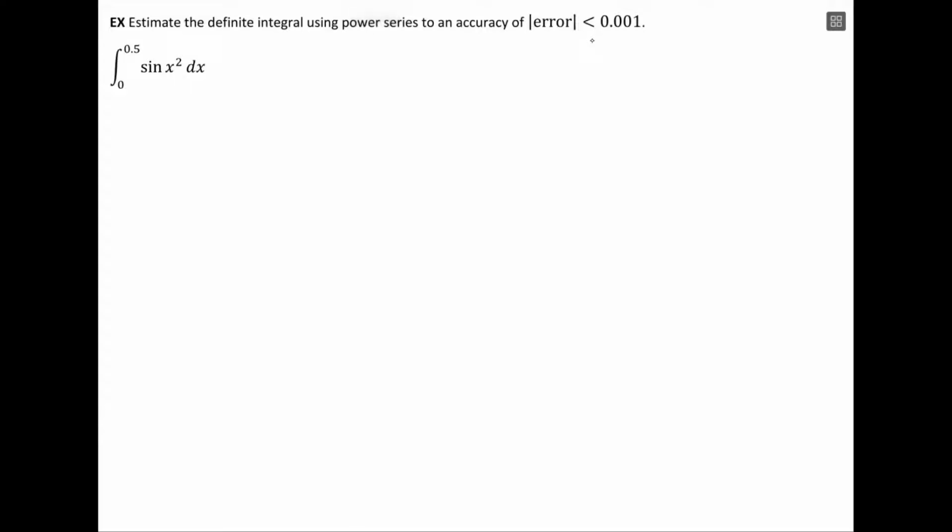Okay, so what we need to begin with is to find an infinite series for sine of x squared, preferably centered somewhere in the interval from 0 to 0.5. Okay, so find a power series for sine of x squared centered somewhere in the interval from 0 to 0.5. Why do you want to center it there?